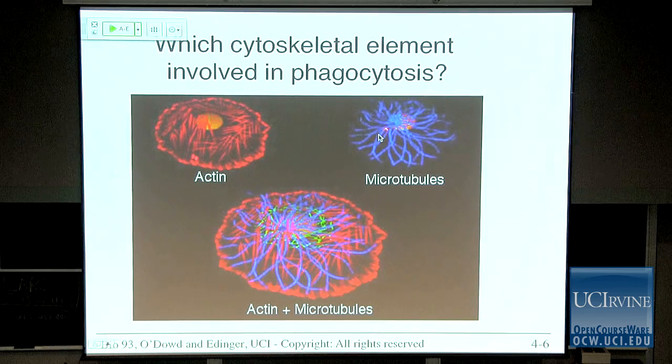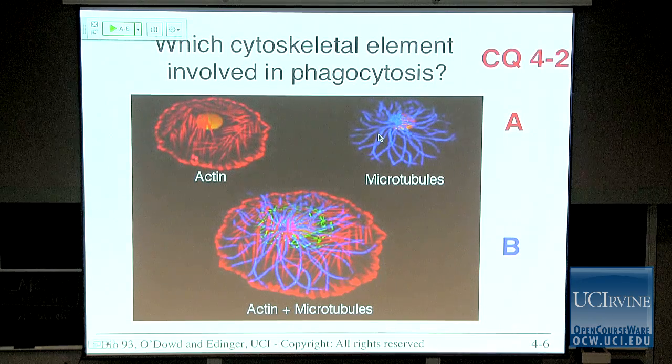whereas microtubules have a sort of a radial array, where here's the nucleus, and the microtubules are radiating out toward the plasma membrane. So the question is, which of these, the actin or microtubules, are involved in the extension of the pseudopodia and the process of phagocytosis? And you can discuss this.